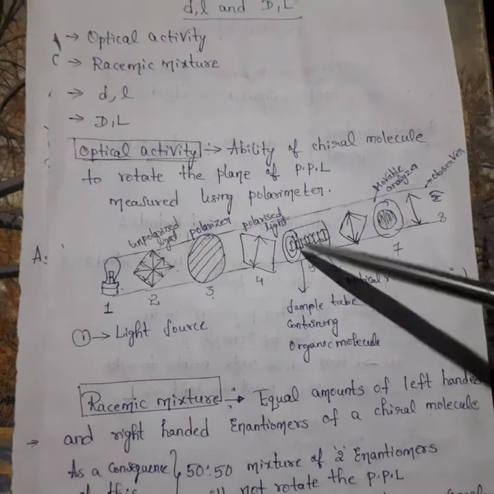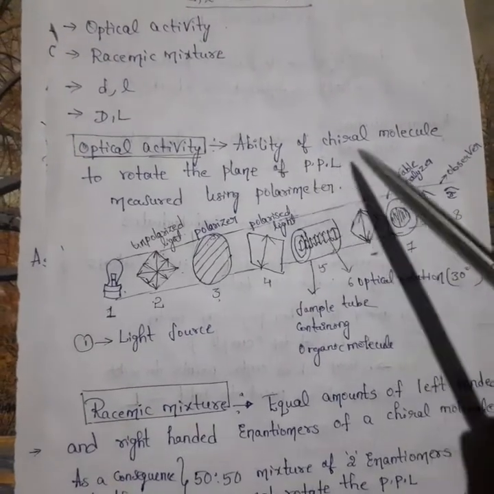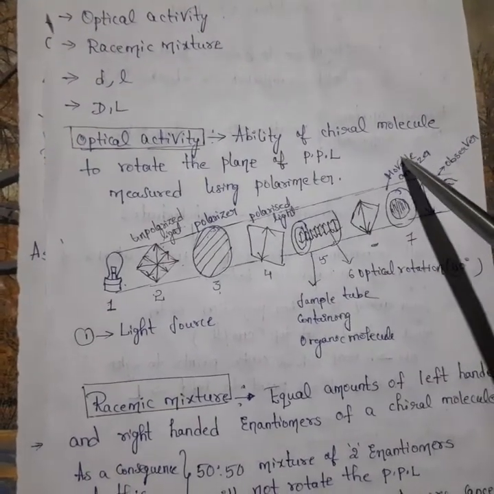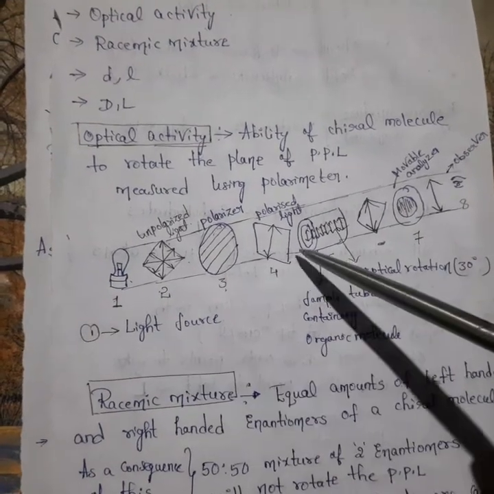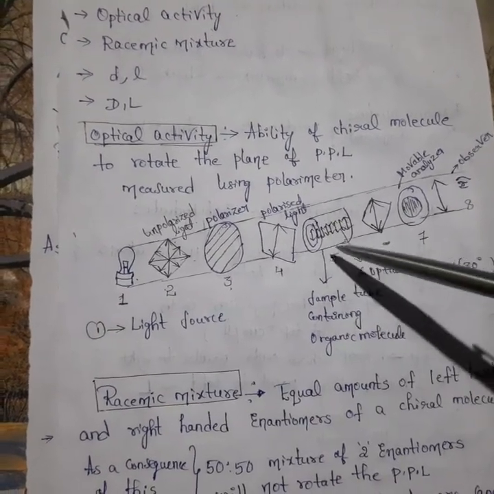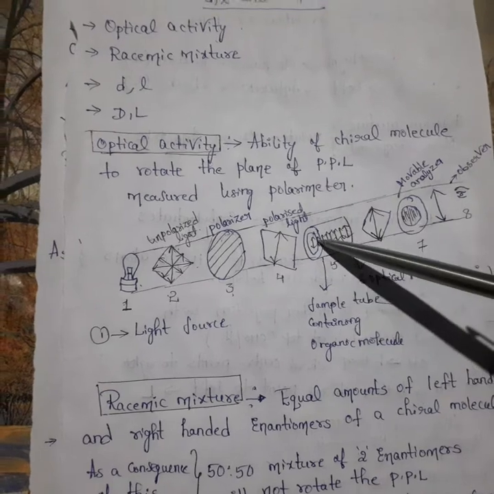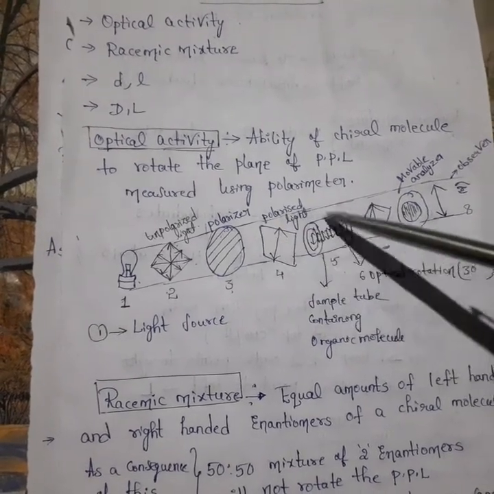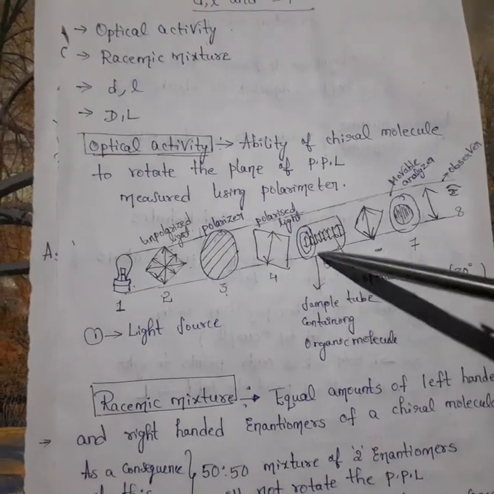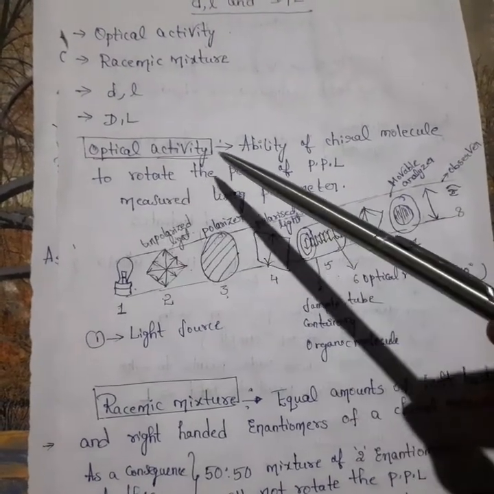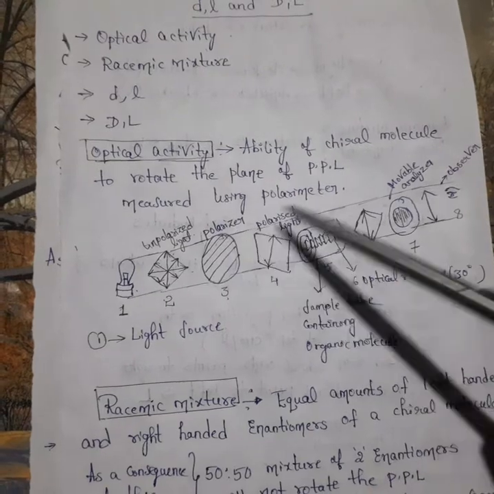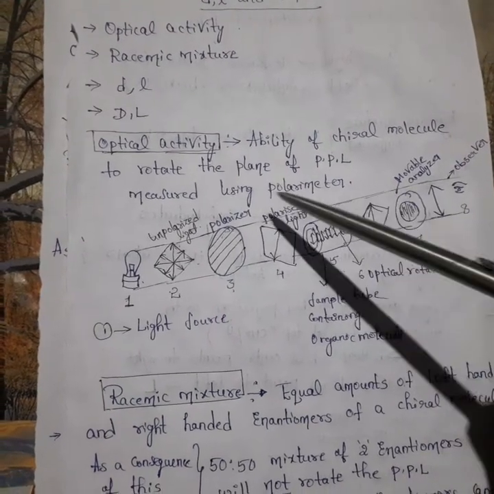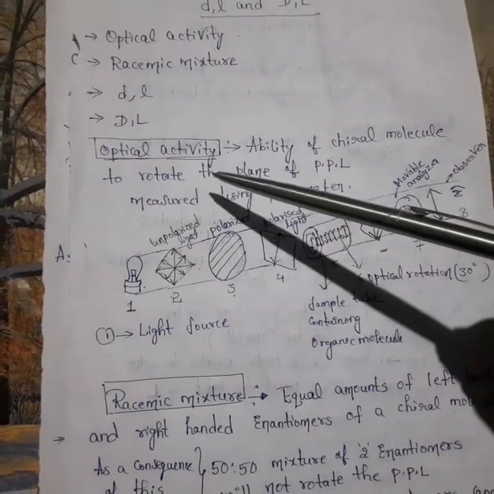Okay, now we come to this ability of a chiral molecule. If we keep a chiral molecule in this tube, then only is it possible to rotate this plane polarized light. So that we have to remember. And this optical activity is measured using a polarimeter, which is actually an instrument. Okay, I think now it is clear.